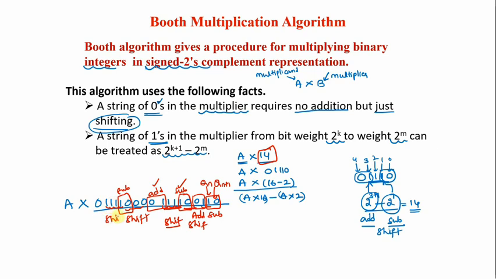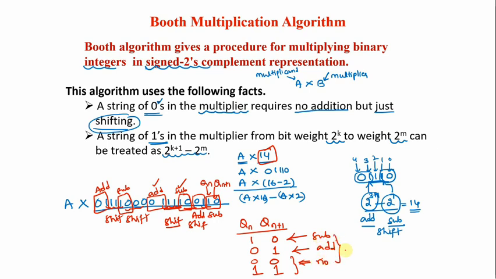Sequence of ones, we have to perform a shift, and 0 1 requires performing an addition. So what we understand is, whenever you have Qn and Qn+1, if Qn and Qn+1 are 1 0, it requires performing subtraction. Whenever Qn and Qn+1 are 0 1, it is to perform addition. And whenever Qn and Qn+1 are both zeros or both ones, it requires no subtraction, no addition, just a shift operation.